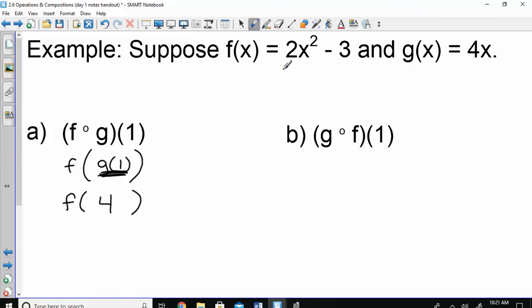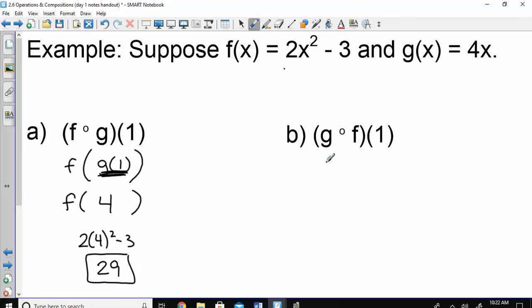Now you take 4 and plug it into F. So 2 times 4 squared minus 3. So we get 16 times 2 minus 3. So 32 minus 3 is 29. So it's still just plugging numbers into your functions. It's just instead of plugging the same number into both and adding or multiplying, you're just taking the answer from the first and putting it into the second one.